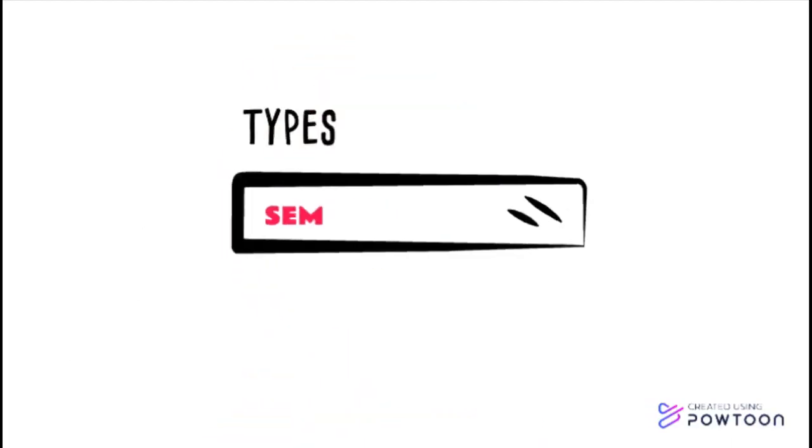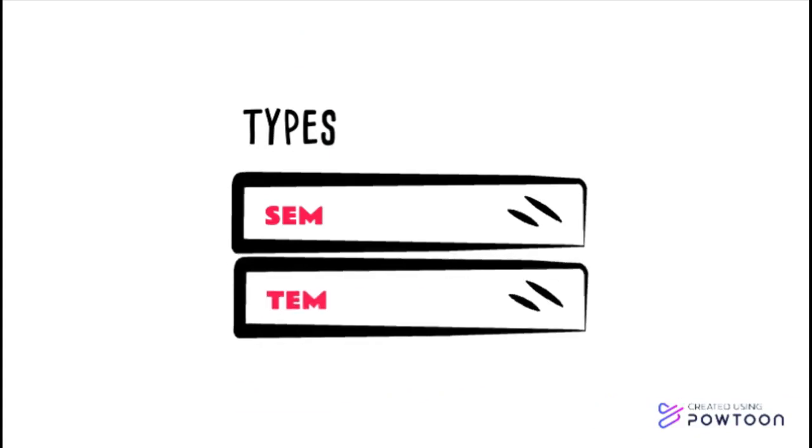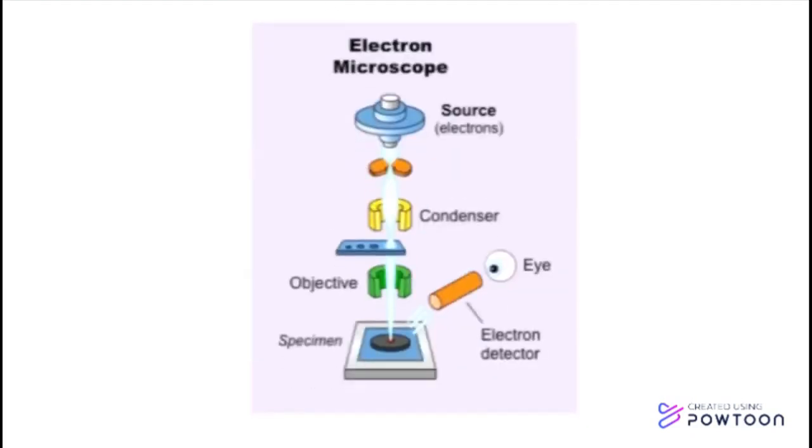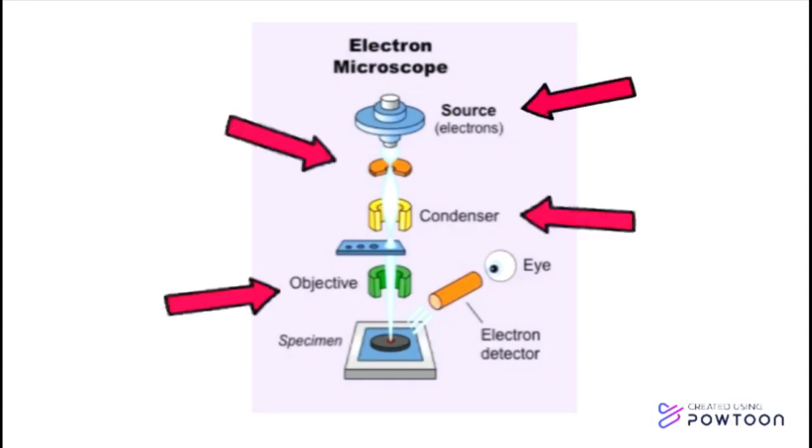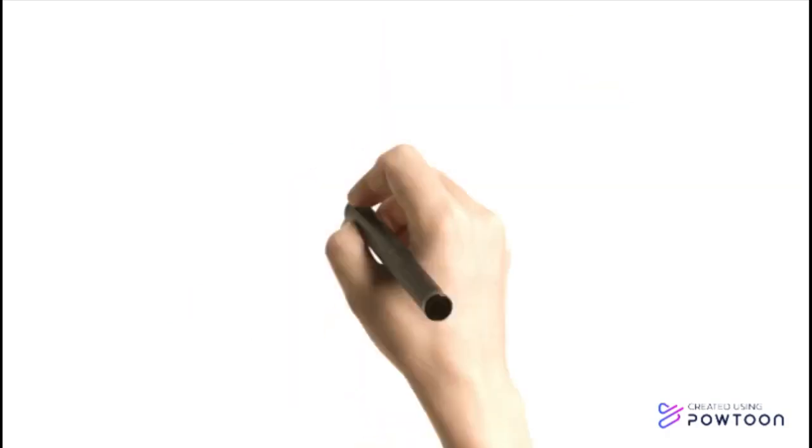The electron microscope comes in two types. One is called the scanning electron microscope, or SEM, and the other is called the transmission electron microscope, or TEM. Generally, an electron microscope contains an electron gun that produces an electron beam, a magnification lens for magnification purposes, and also detectors to produce the image. So first of all, let's talk about SEM.